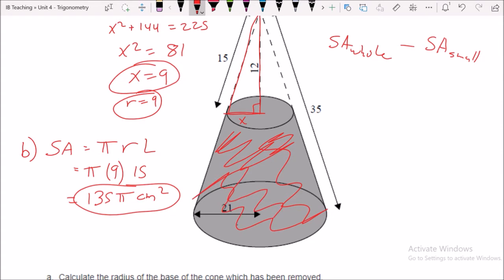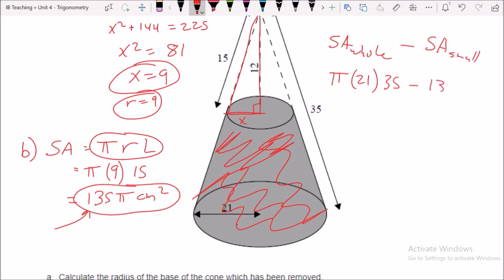Since these are surface areas, once again, it's going to be pi RL, that's radius times slant height. So let's plug them in. The surface area of the whole thing would be pi times radius. The radius of the whole is 21. The slant height is 35. Minus the surface area of the small one. And you know what, guys, we already did that, so we're not going to do the calculation again.